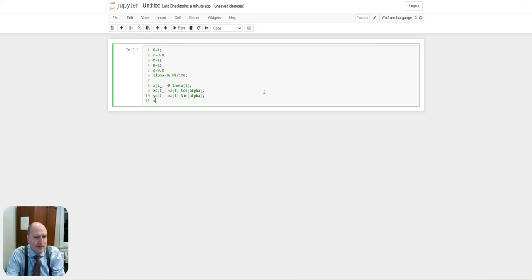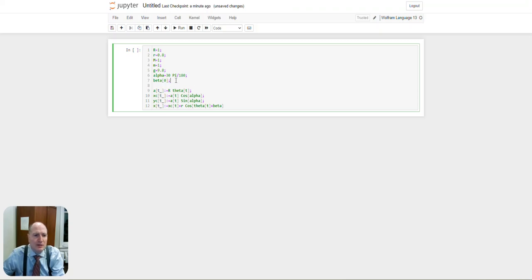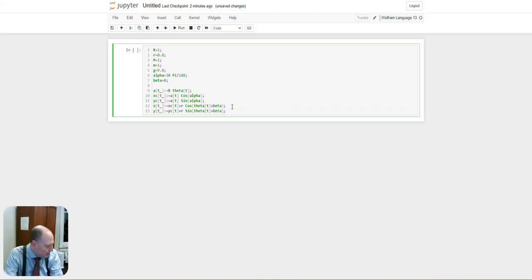Then we know that x of t is, what did we say? It's xc of t plus r times the cosine of theta plus beta. So we have to define beta. Let's come up here and say beta is 0 to start out with. I think what that's going to do is set everything over to the horizontal. Equals 0. And then y of t is going to be y center of t plus r times the sine of theta of t plus beta. So that's pretty much what we wrote. Awesome.